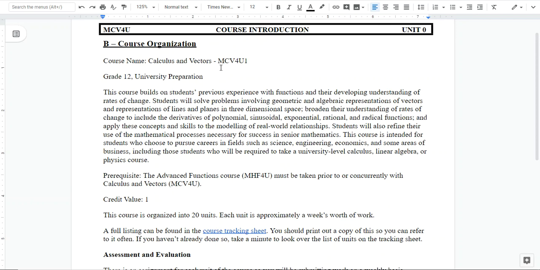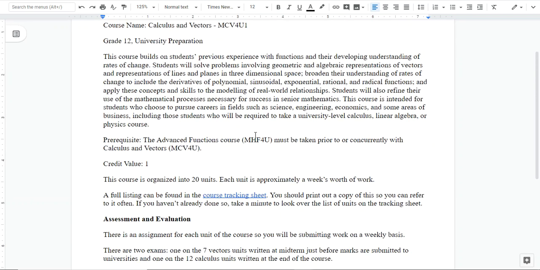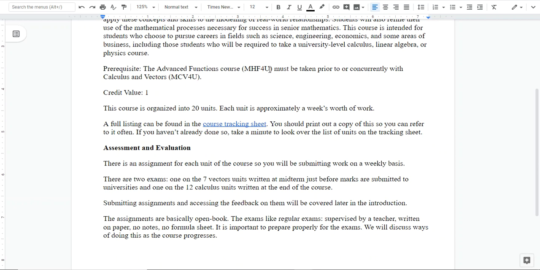So first off, this is Calculus and Vectors. That's the name of the course. You can read the standard boilerplate here about what we're going to be doing in this course. It talks a lot about what we're going to be doing in the calculus section of the course, less about the vectors portion, and we start with the vectors portion of the course, so we won't go through that right now. You have to have taken advanced functions to be here, so I'm assuming that all of you have done that or are taking that right now.